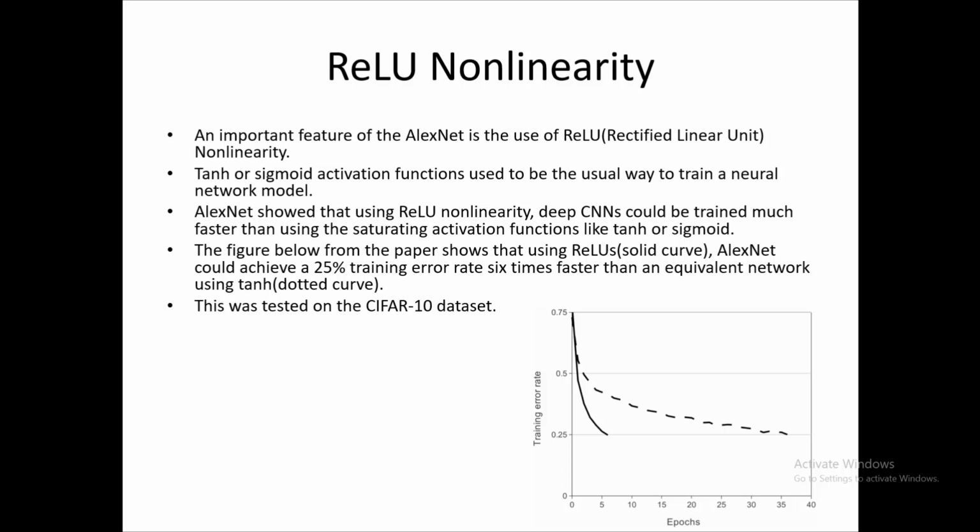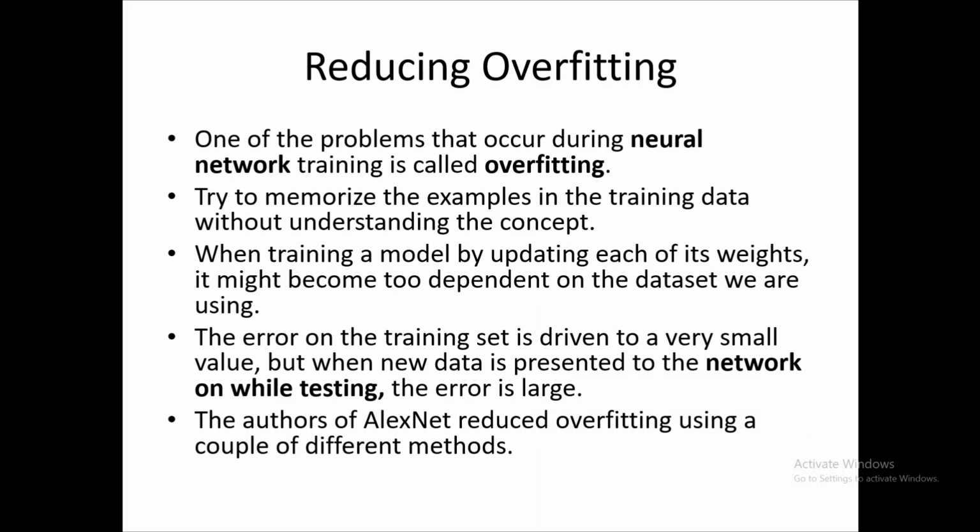And the other is that this was tested on the CIFAR dataset. Now, the other thing they cared about is overfitting, and to reduce overfitting they used two methods: one was dropout and the other is data augmentation. And while talking about overfitting, this is one of the problems that occur during neural network training.